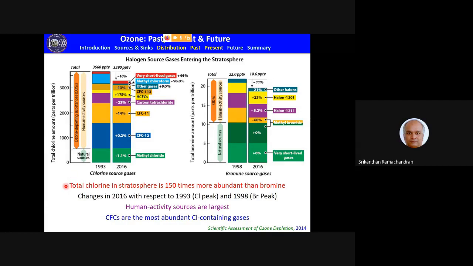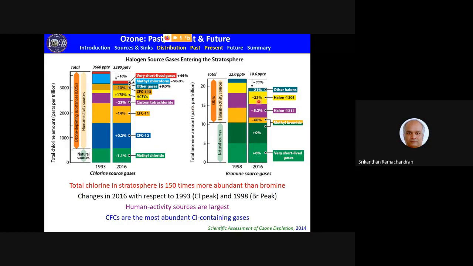If you look at the amount of the different chlorofluorocarbons or halogen source gases, it is listed here between 1993 and 2016. You see there is a small difference, from 3,700 parts per trillion coming down to 3,300 parts per trillion by volume. However, that is not sufficient. It still has to be reduced significantly further. The human activity sources are the largest, and among the chlorofluorocarbons, chlorine is the most abundant gas present.